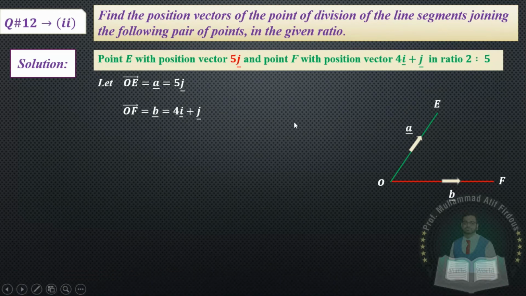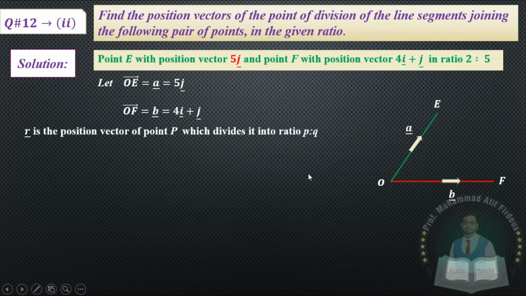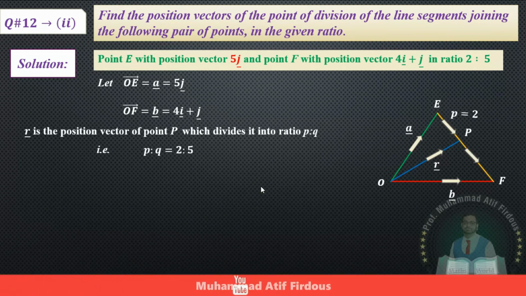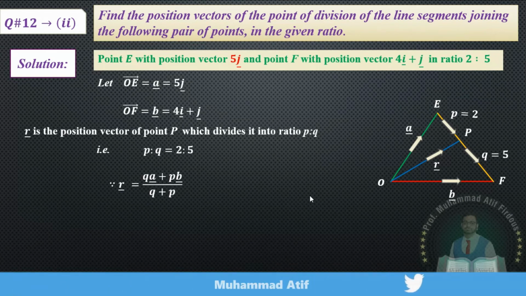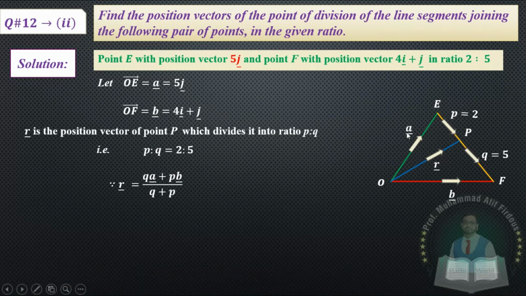Now, as we did in the previous question, you have to find the position vector. So say R is the position vector of the point P, which divides it in the ratio P:Q. And what will be the value of P? P is equal to 2 and Q is equal to 5. So write P is equal to 2, Q is equal to 5 on your diagram. So by using the ratio formula, R is equal to (QA plus PB) over (Q plus P), just remember the cross sign, just multiply A with Q, P with B, you have your formula.